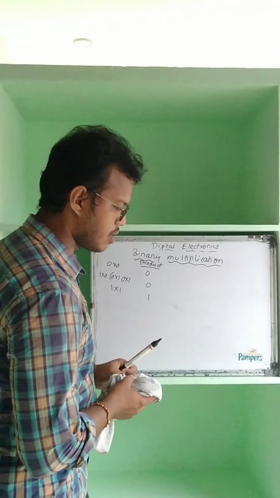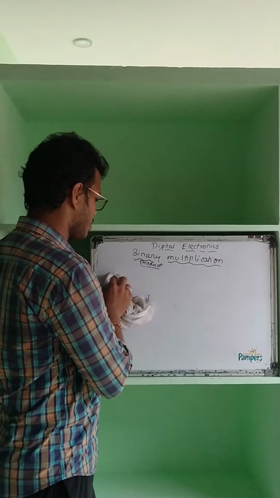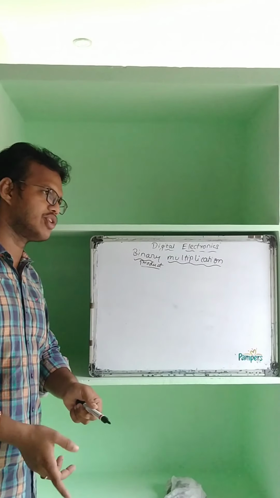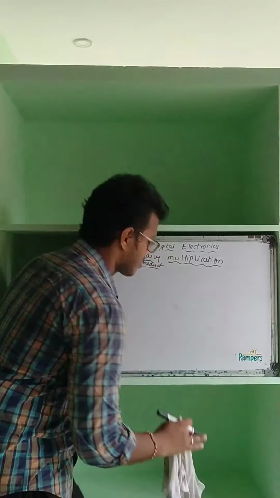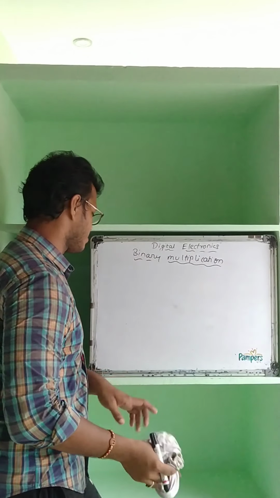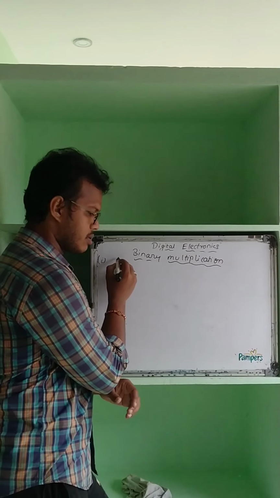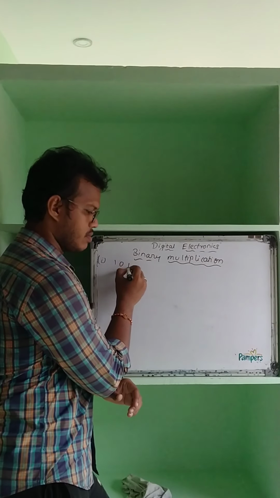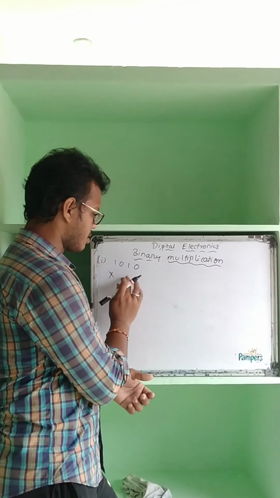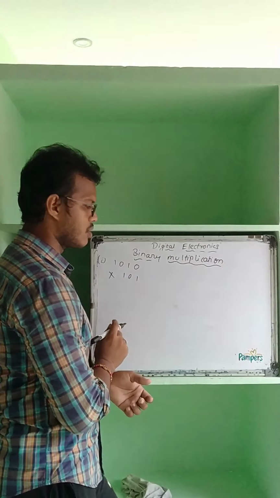Let us see how two binary numbers are multiplied with each other. Let us take one example: 1 0 1 0, which is going to be multiplied by 1 0 1.